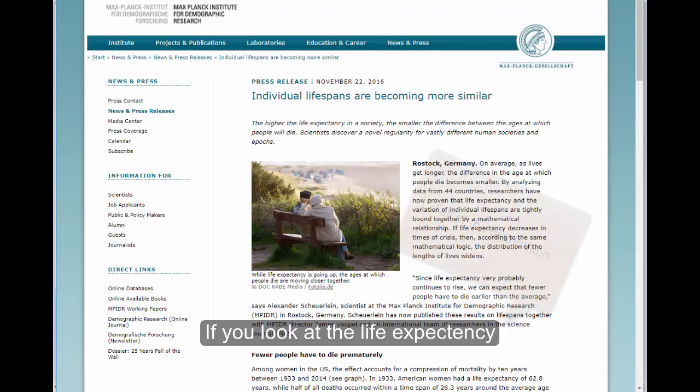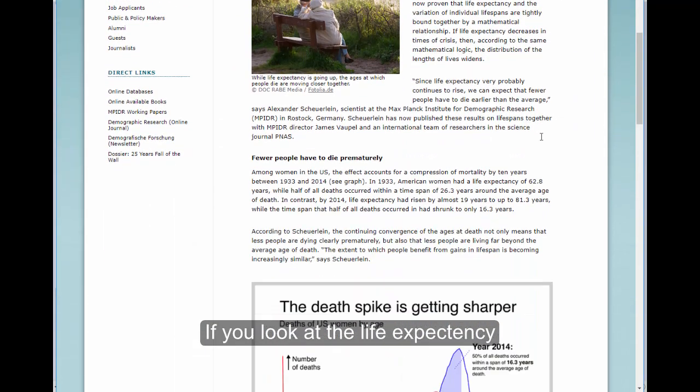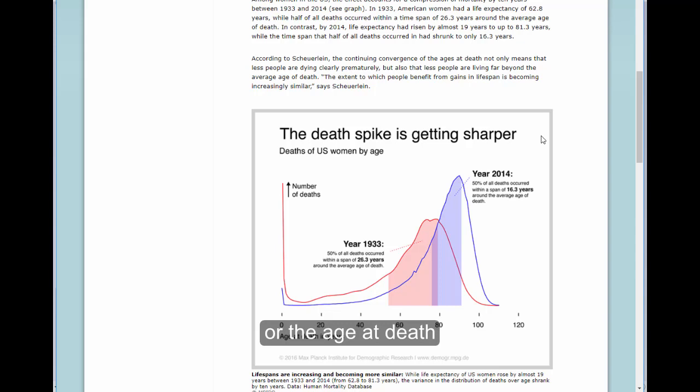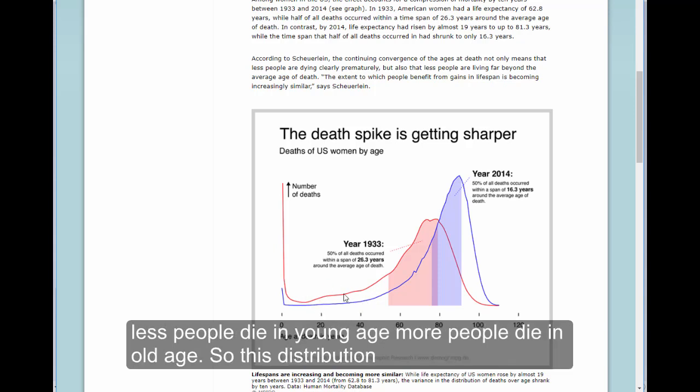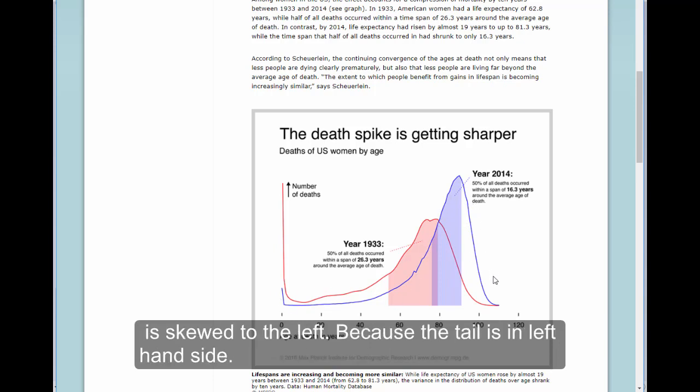Now, if you look at life expectancy or the age at death, that variable is skewed to the left. More people die at old age nowadays because of the improvement in healthcare. Fewer people die at a young age, more people die at an old age. So this distribution is skewed to the left because the tail is on the left hand side.